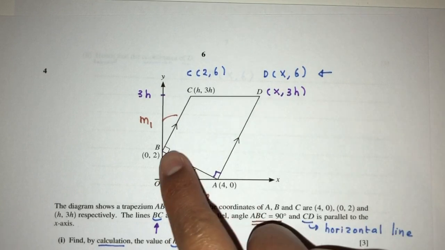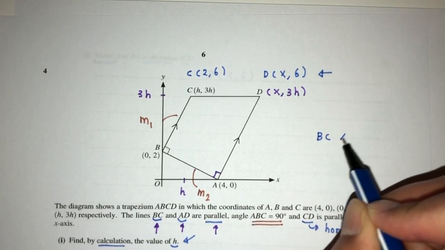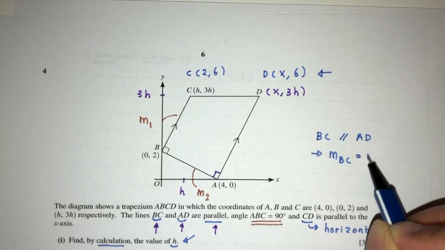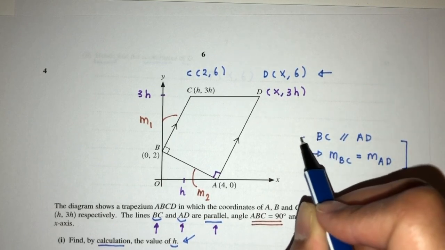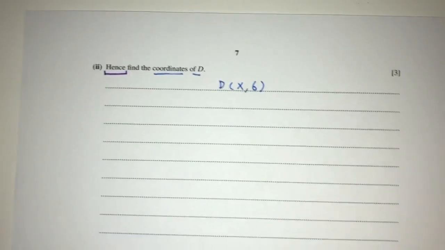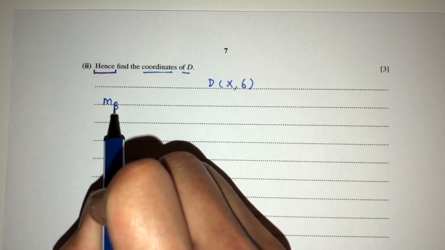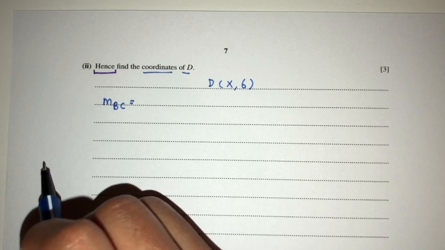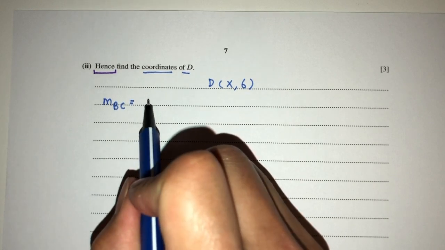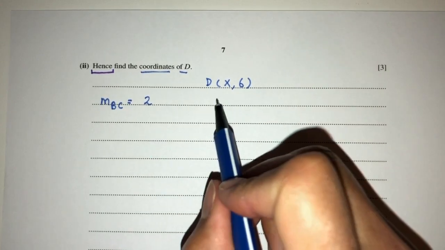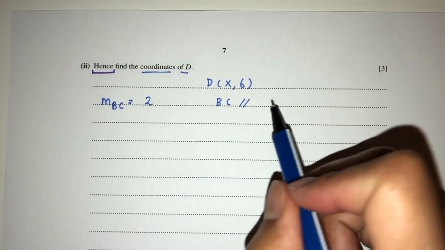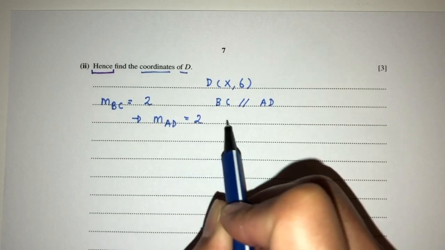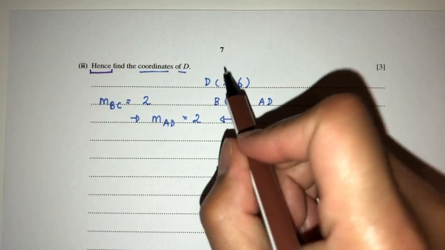Since we can see that BC is parallel with AD, it means that the gradient of BC is equal to the gradient of AD. So we can use this concept to find your answer. Let me write this down. The gradient of BC was found in part 1. Let me check. BC was the value of M1, and M1 was found to be 2. That was the gradient of BC. Now because BC is in the same direction as, or parallel to, AD, we conclude that the gradient of AD is also 2. Now, since we know that, we can find the value of x pretty easily.